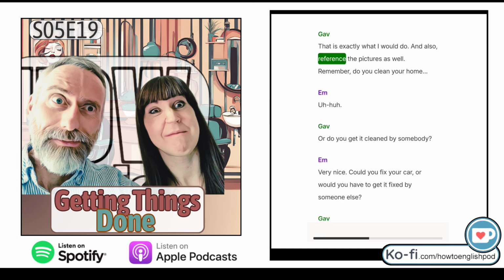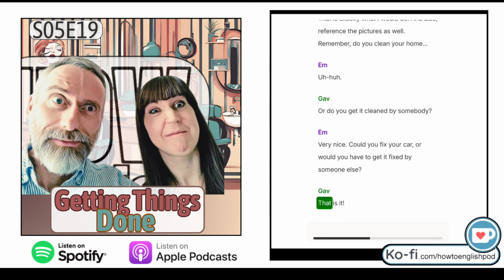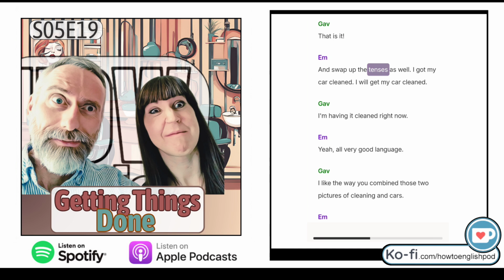And also reference the pictures as well. Remember, do you clean your home or do you get it cleaned by somebody? Very nice. Could you fix your car or would you have to get it fixed by someone else? That is it. And swap up the tenses as well. I got my car cleaned. I will get my car cleaned. I'm having it cleaned right now. Yeah, all very good language.